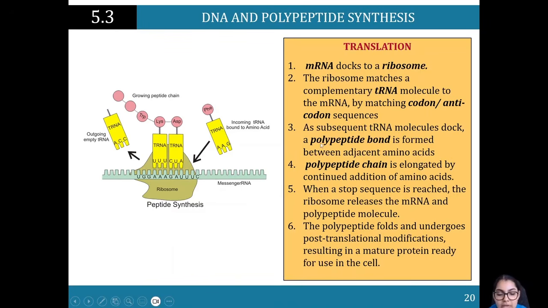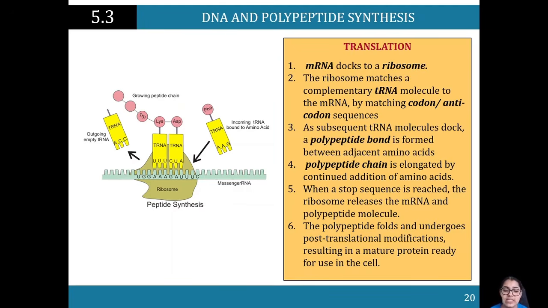And a polypeptide chain is elongated by continued addition of amino acids. So that keeps happening. We keep finding these amino acids, right? And it keeps sort of lining up. Now remember, amino acids are the functional units of proteins. So that's what amino acids are.